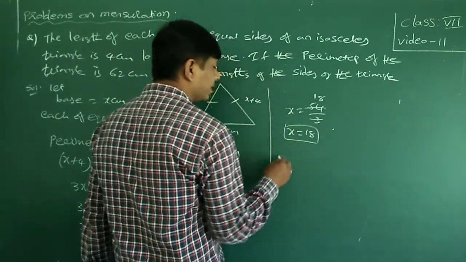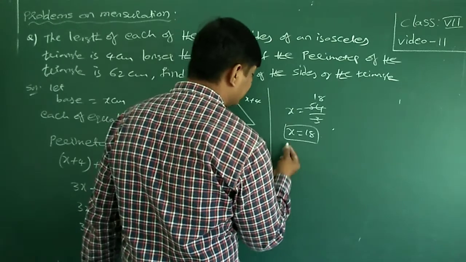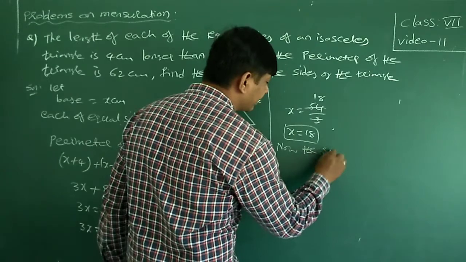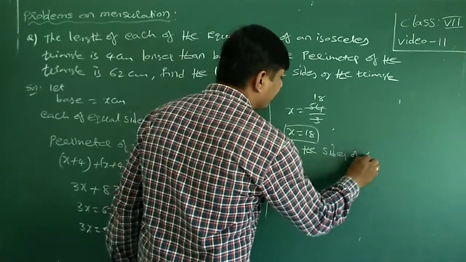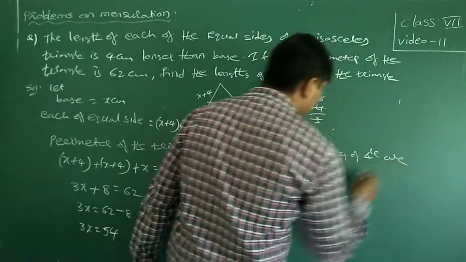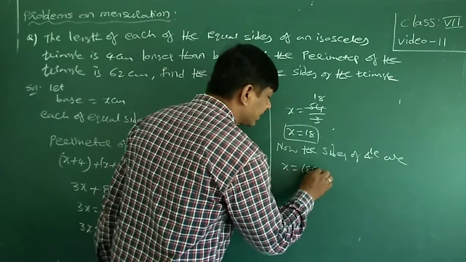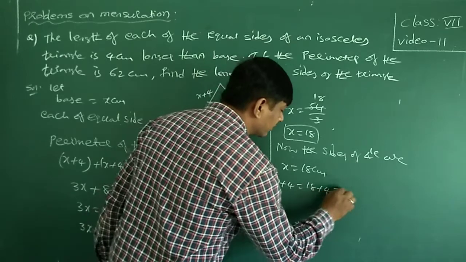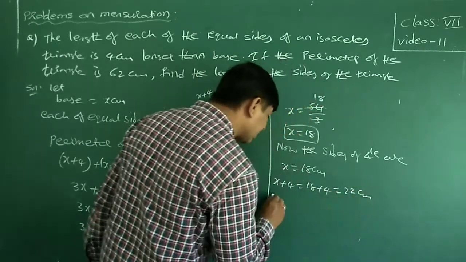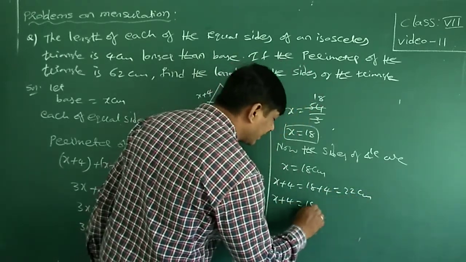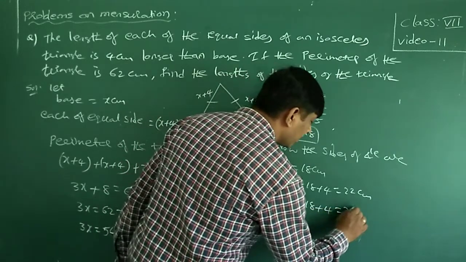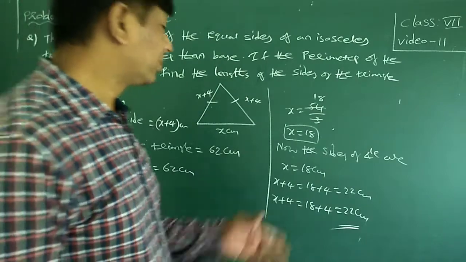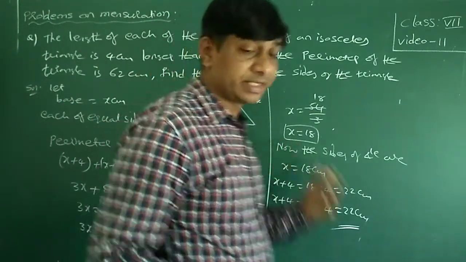Now the sides of the triangle are x, equal to 18 centimeters, x plus 4 is equal to 18 plus 4, equal to 22 centimeters. The other one is also x plus 4, equal to 18 plus 4, 22 centimeters. 22, 22, 18. Please write down.